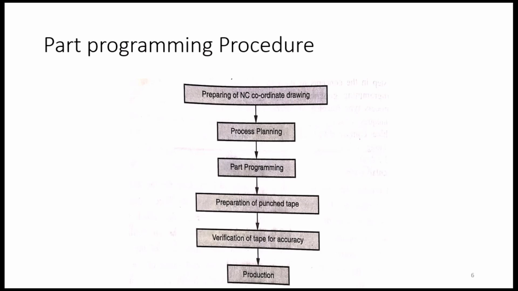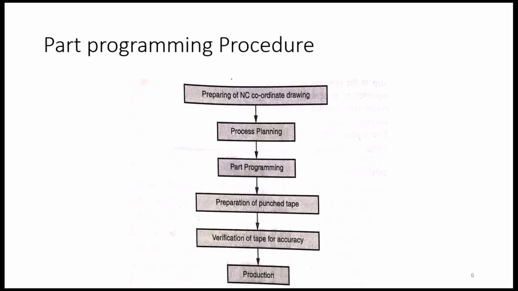Part programming is in which you will set the codes, alphanumerals or alphabets, the G codes or M codes which you are going to write in the program. So that will become your part programming. Then the next is preparation of punched tape, and the verification of the tape. These two steps are strictly related to the older kind of NC machines. That's why it says only NC machine.